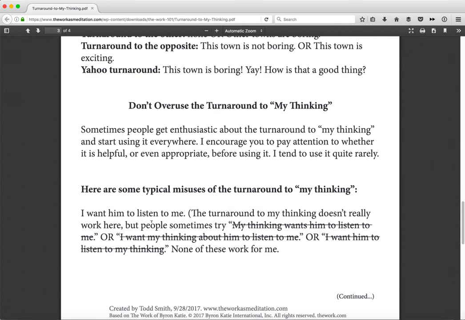For example, here are some typical misuses of the turnaround to my thinking. If it's I want him to listen to me, I would say there's not a turnaround to my thinking there, but people sometimes try, oh, my thinking wants him to listen to me, or I want my thinking about him to listen to me, or I want him to listen to my thinking. For me, these don't make sense, and they just complicate things. I would much rather just keep it simple with a straight turnaround to the self: I want me to listen to me. Turnaround to the other: I want me to listen to him. And turnaround to the opposite: I don't want him to listen to me.